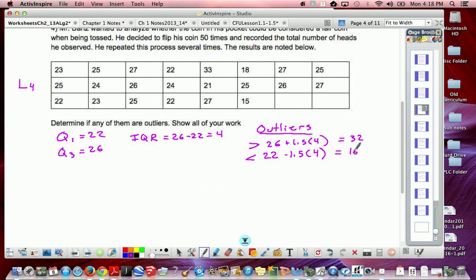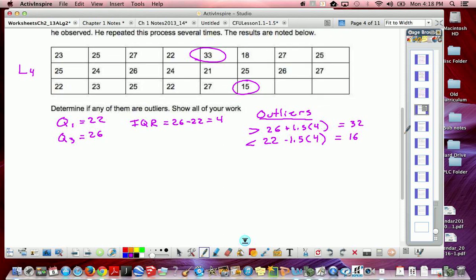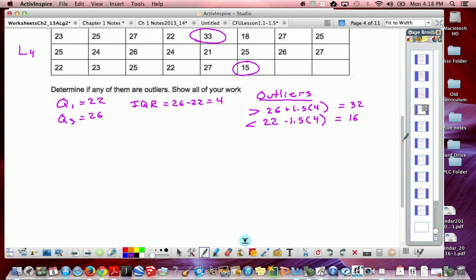In this particular case, I actually have 2 of them. I had a 15, which was less than 16, and I also had a 33, which was also greater than 32. So we have 2 outliers. All right, this ends the second worksheet.